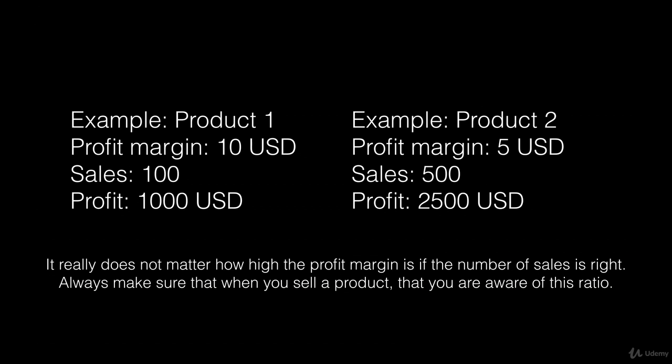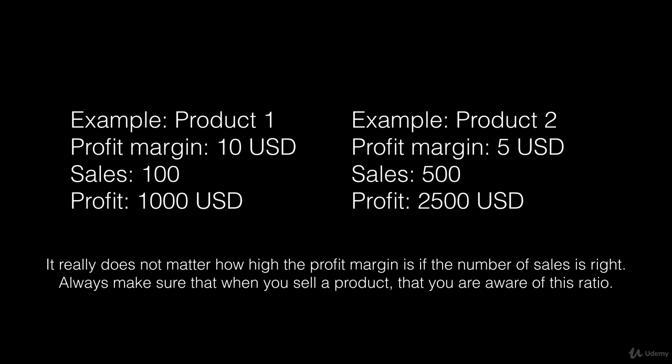Let's first of all look at product 1. This product 1, it doesn't really matter what it is, has a profit margin of $10 US. Basically, we buy it, let's say, for $10 and we sell it for $20. Then we have sales. We can sell this product, let's say in a month, 100 times. So our profit from this product would be $1,000 US. Sounds quite good. If I find a product that makes me $1,000 every single month, I'm happy with that.